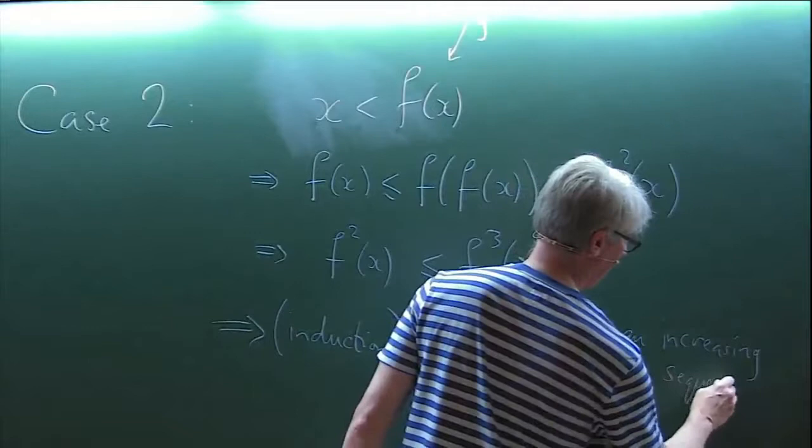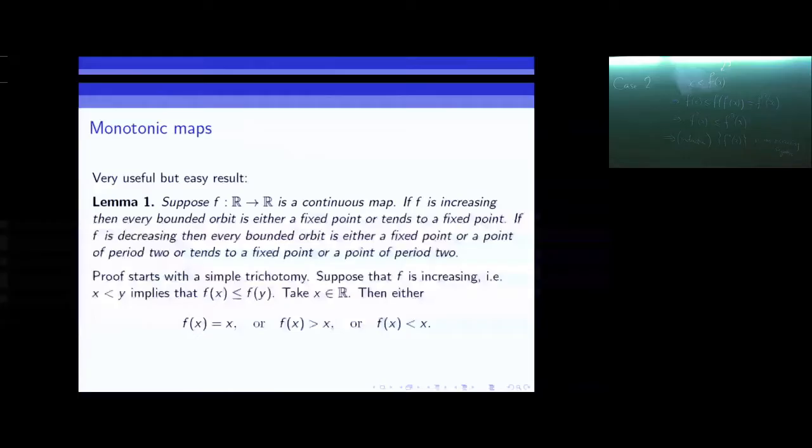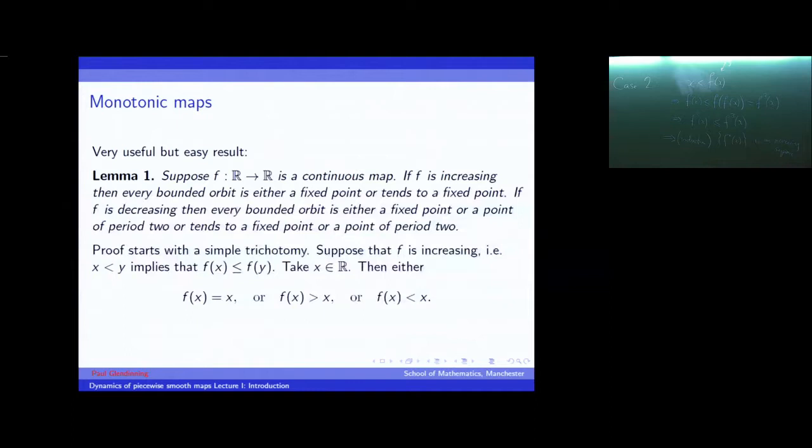Okay, so in this case, I have an increasing sequence, and I'm interested, so either things go off to infinity or they're bounded. If they're bounded, I have an increasing sequence bounded above, so it tends to a limit. So if bounded, x star, using this little result over there.